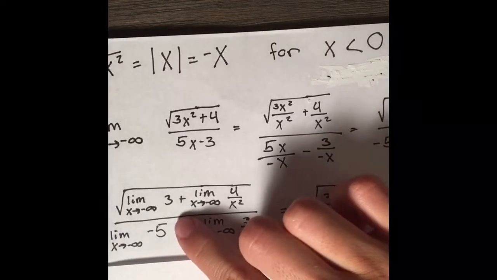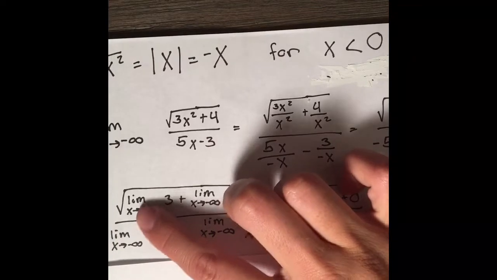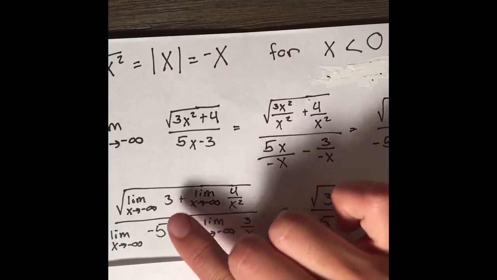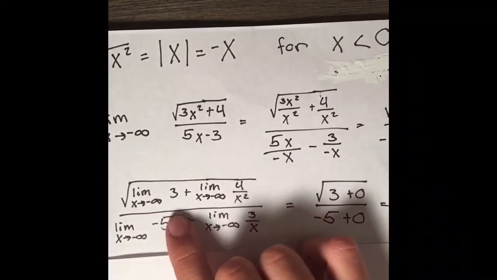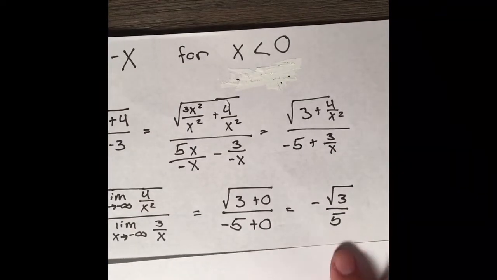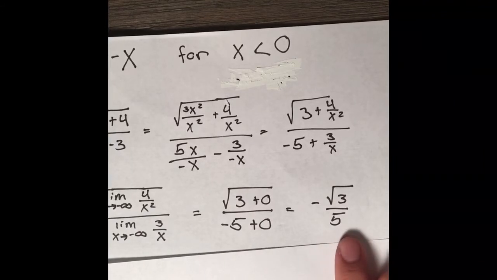These both remain the same constants because you're taking the limit as x approaches negative infinity of a constant, and you're not inputting any x. So this doesn't affect that value. Then you simplify this and are left with the negative square root of 3 over 5.